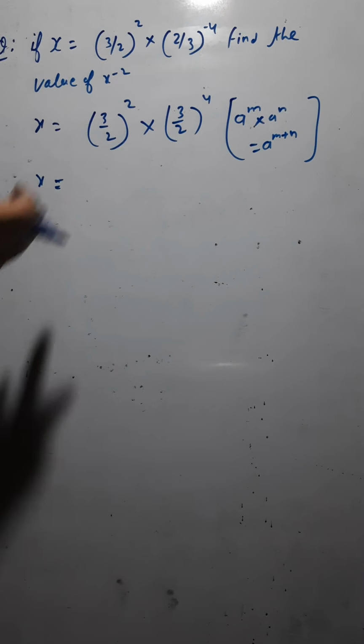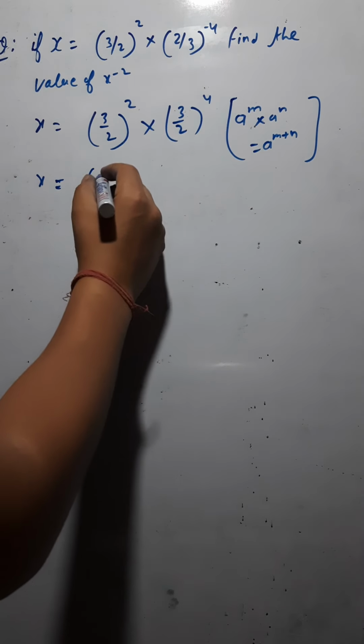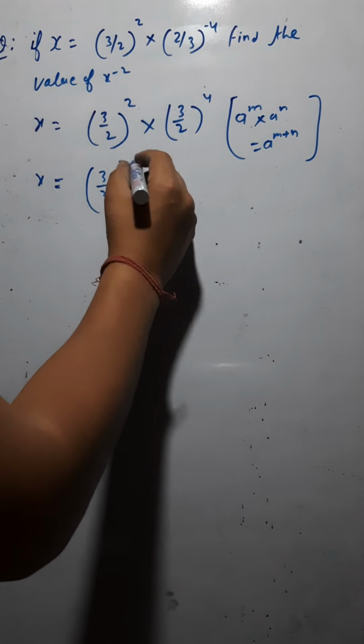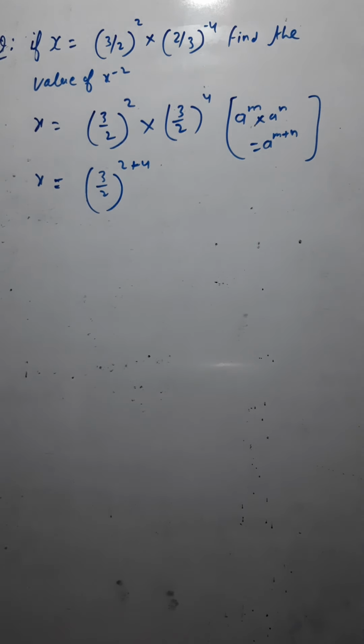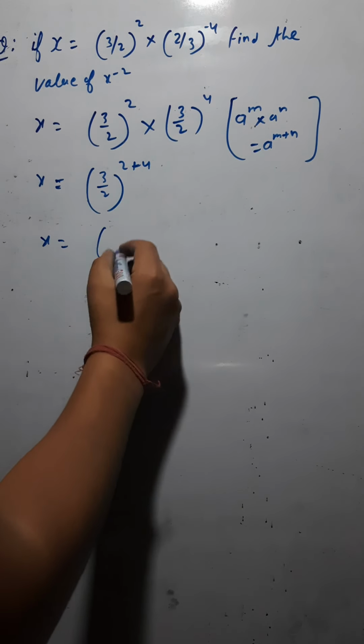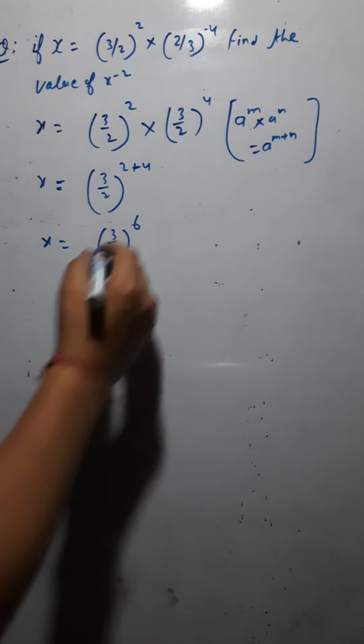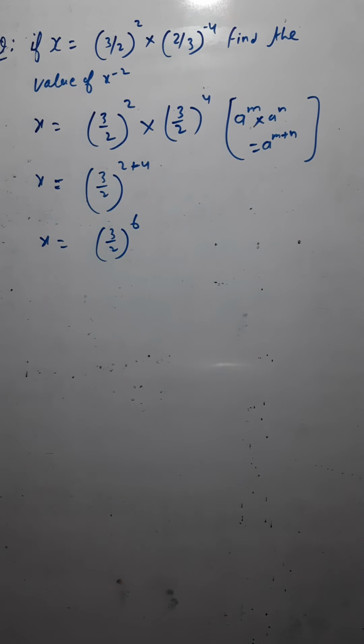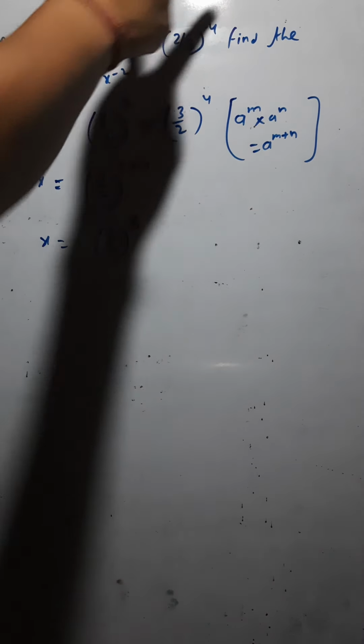Are you getting this? So similarly you can write this as (3/2) raised to the power 2 plus 4. We have to add the powers. So the value of x would be (3/2) raised to the power 6. But you have to find the value of x raised to the power minus 2.